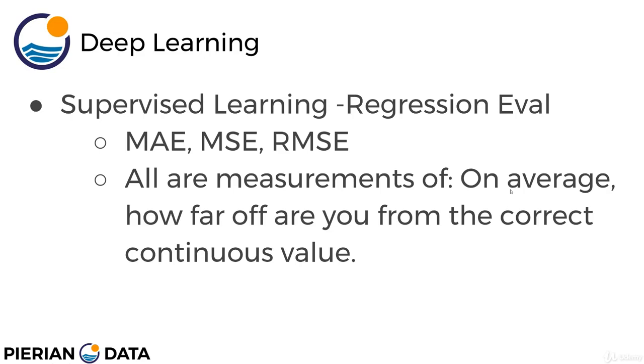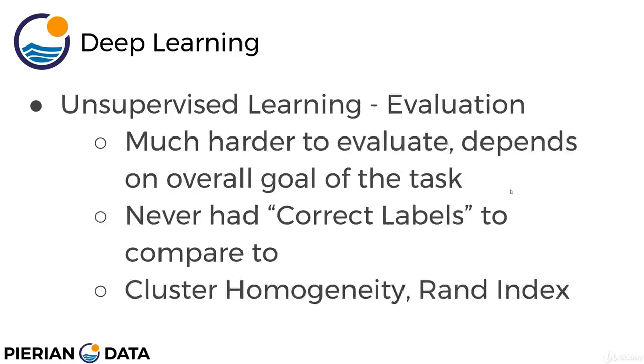For regression evaluation tasks, again, that falls under supervised learning. There are lots of evaluation metrics, things like mean absolute error, mean squared error, and root mean squared error. Essentially, all these are just measurements of, on average, how far off you are in your prediction from the correct continuous value. To some manner or degree, they're all trying to say the same thing: on average, your model predicts about this far off numerically. So we'll be using these metrics when we do regression tasks.